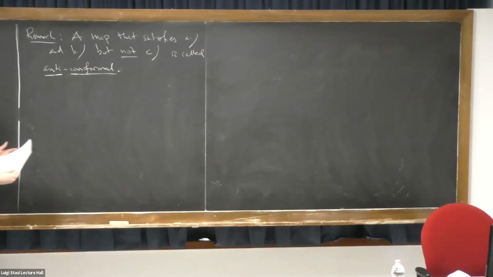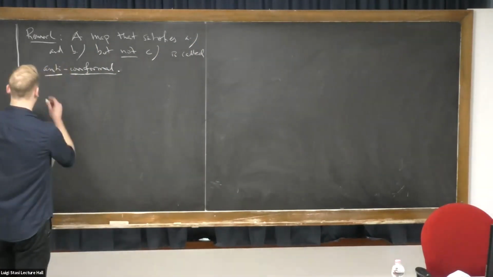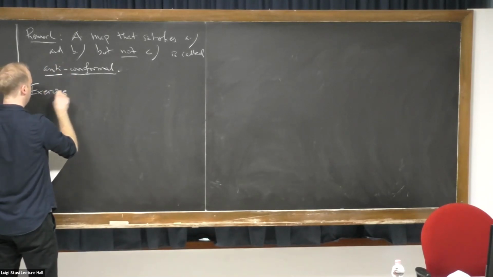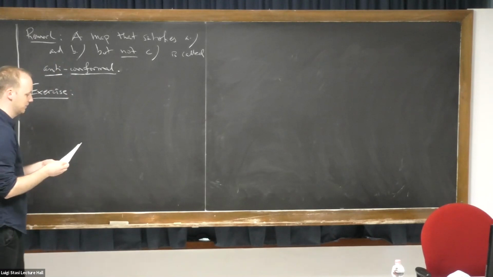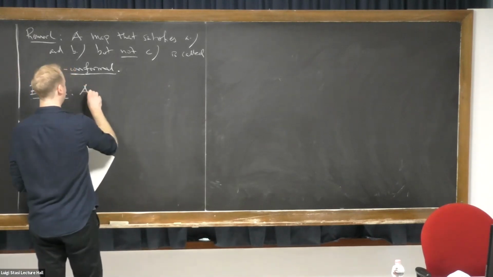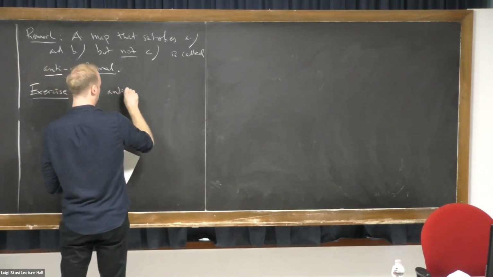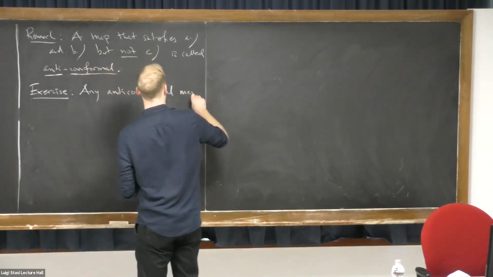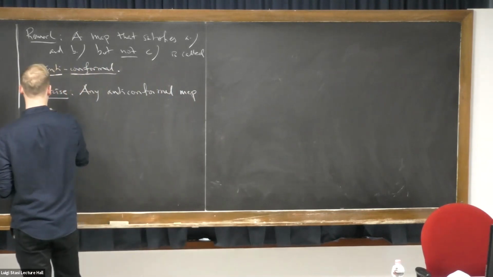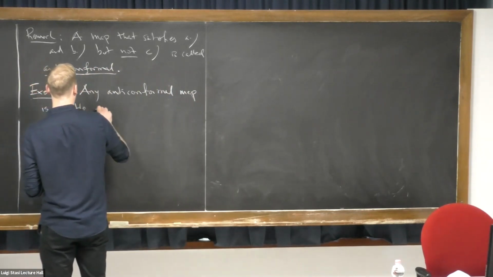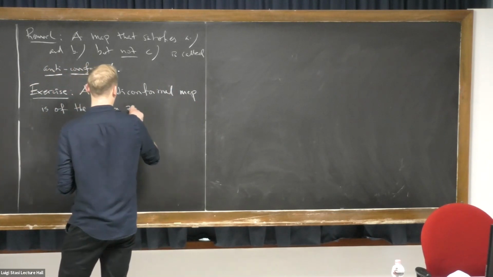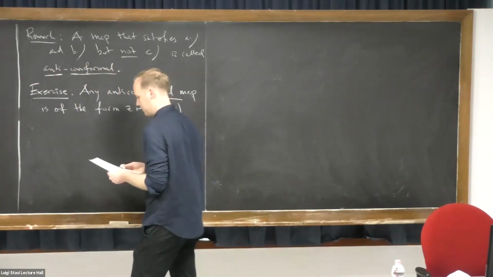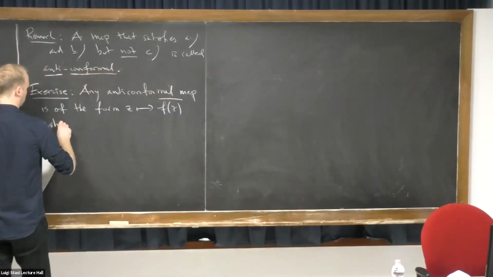And the prime example is, of course, f of z equals z bar. And then we have the following exercise. I don't think it will be on the homework, so don't worry. Just take it as a fact. So any anti-conformal map is of the form z goes to f of z bar, where f is conformal.